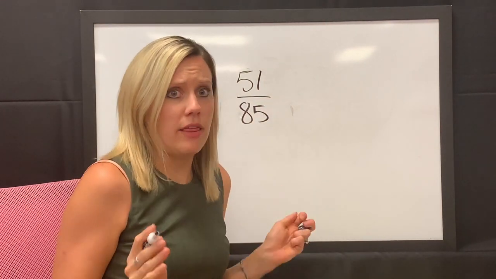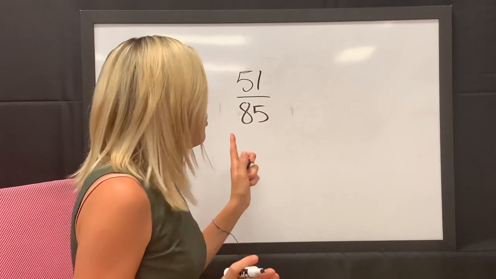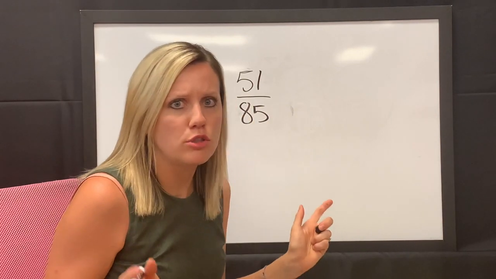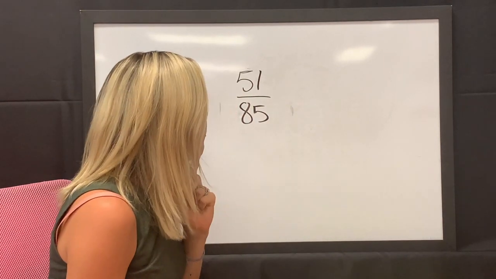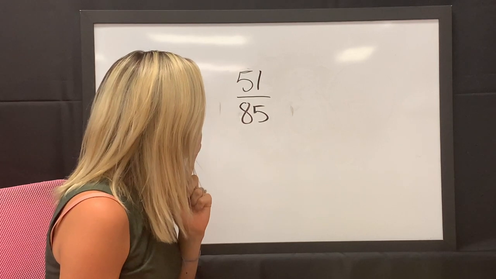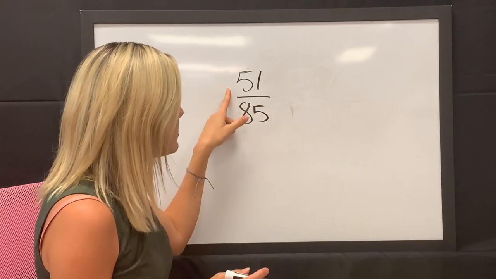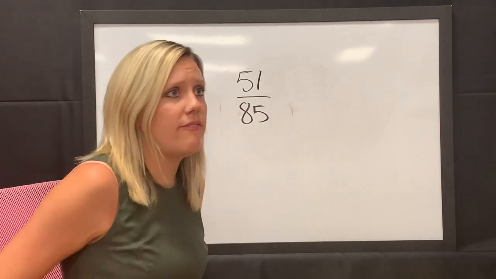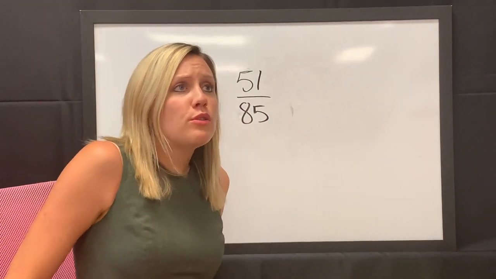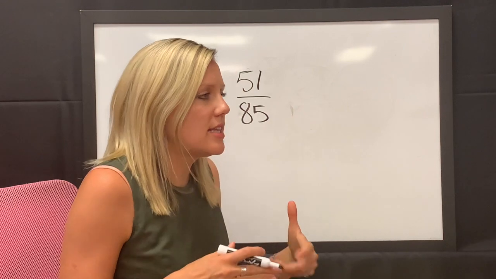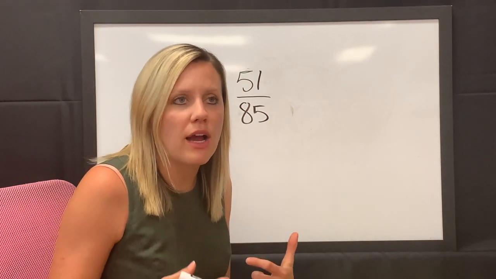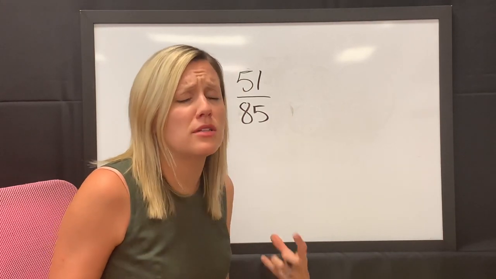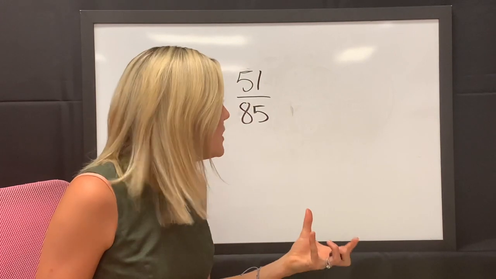Yuck, I hate thinking about this. Okay, so these are odd, so 2 can't go into them. 3, I think 3 goes into this one. I do not think 3 goes into 85. Okay, so if 2 and 3 don't go into them, I start just thinking of prime numbers. Prime numbers are just those weird numbers that only 1 and itself go into.